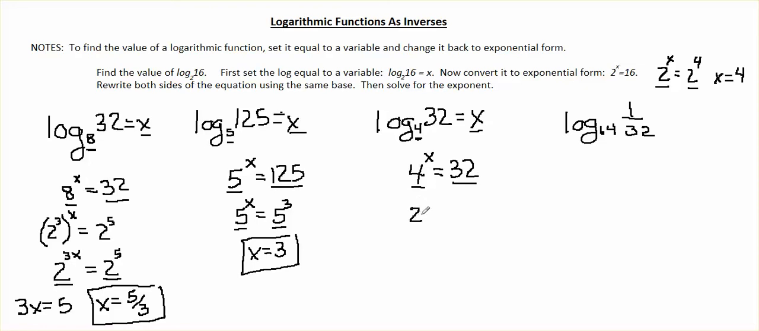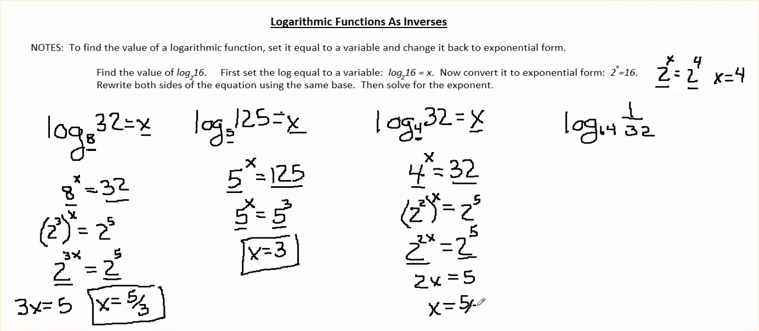4 is 2 squared. I'm going to raise that to the x power. 32 is 2 to the 5th. I'm going to multiply my exponents here to get 2x equals 2 to the 5th. My bases are the same, so I can set my exponents equal. 2x equals 5. And when I solve for x, I get x is 5/2.